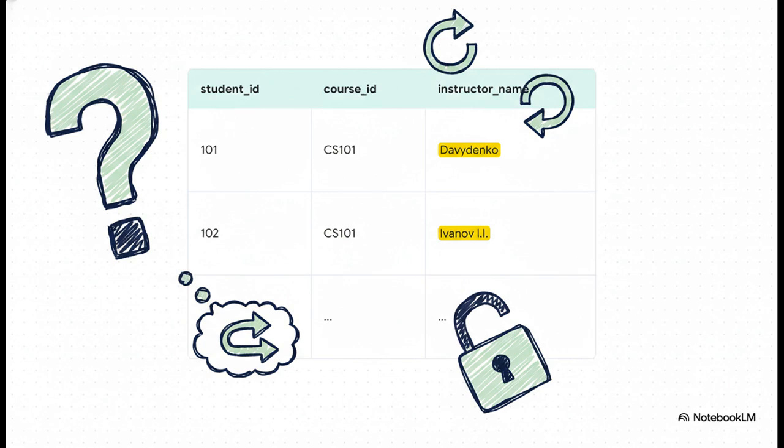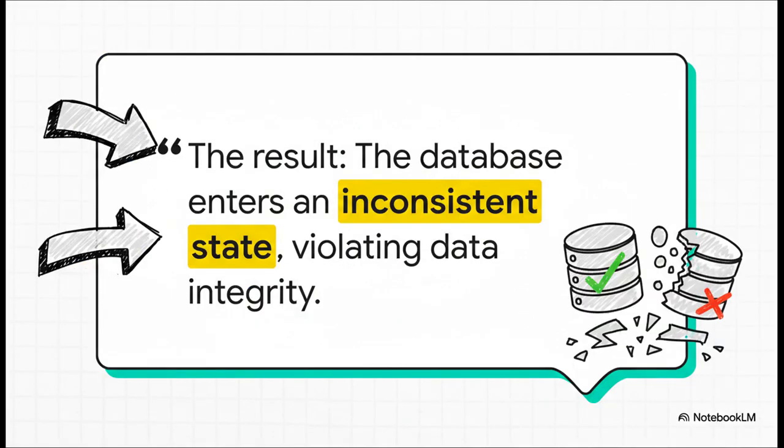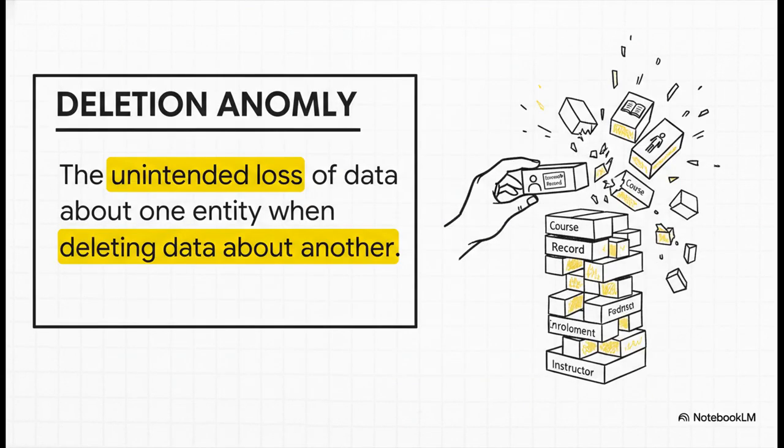So who teaches CS 101? Is it Ivanov or is it Davydenko? The database has no idea. The key thing to understand here is that this isn't just messy, it's a direct violation of data integrity. Your database now holds conflicting information about a real-world fact, and that can lead to some really serious bugs in your application. And finally, we have the deletion anomaly.